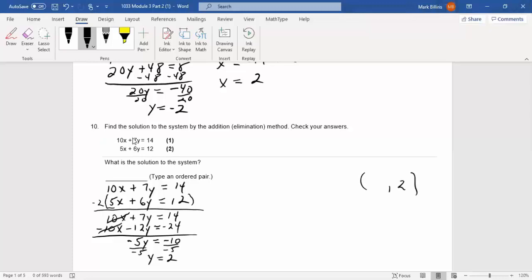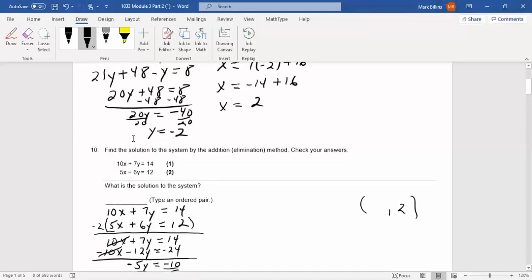Now I have to find my x value. So I'm going to go back to my original equations, either one. So I'm going to take the first equation, the 10x plus 7y equals 14, and substitute 2 in for y. So we'd have 10x plus 7 times 2 equals 14. So we'd have 10x plus 14 equals 14.